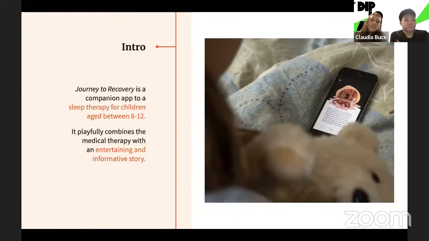So Journey to Recovery is a companion app to a sleep treatment for children aged between 8 and 12 years old. It playfully combines the medical treatment with an entertaining and informative story.